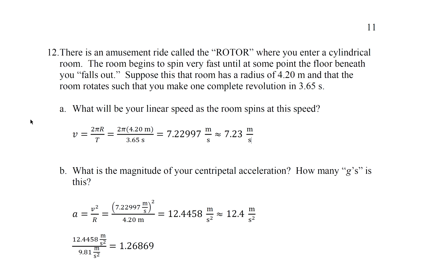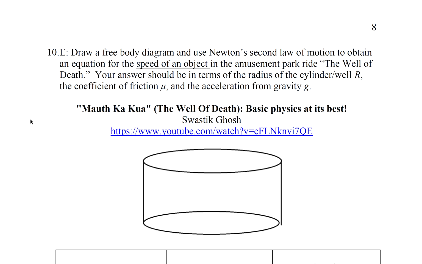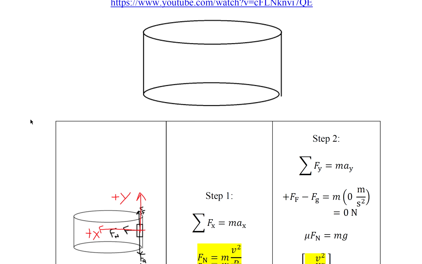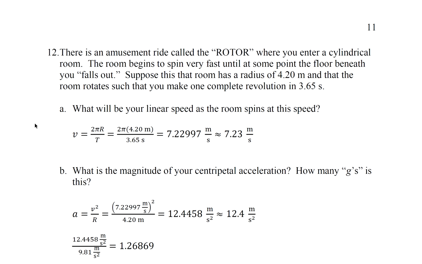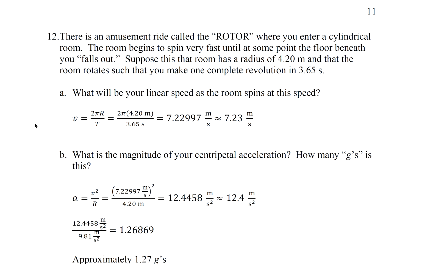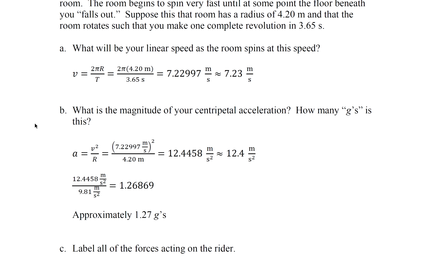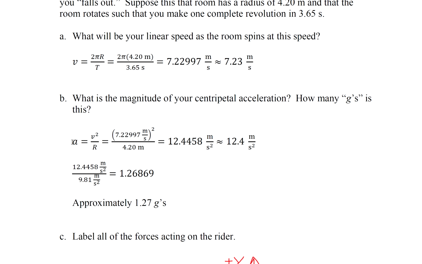So remember, in problem 10, the object moved in a circle, the cylinder didn't move. In problem 12, the cylinder is moving in a circle. The object doesn't move. Part B, what is the magnitude of your centripetal acceleration? Acceleration is v squared over r. How many g's is this? Just divide by 9.81. So it's about 2.27 g's.